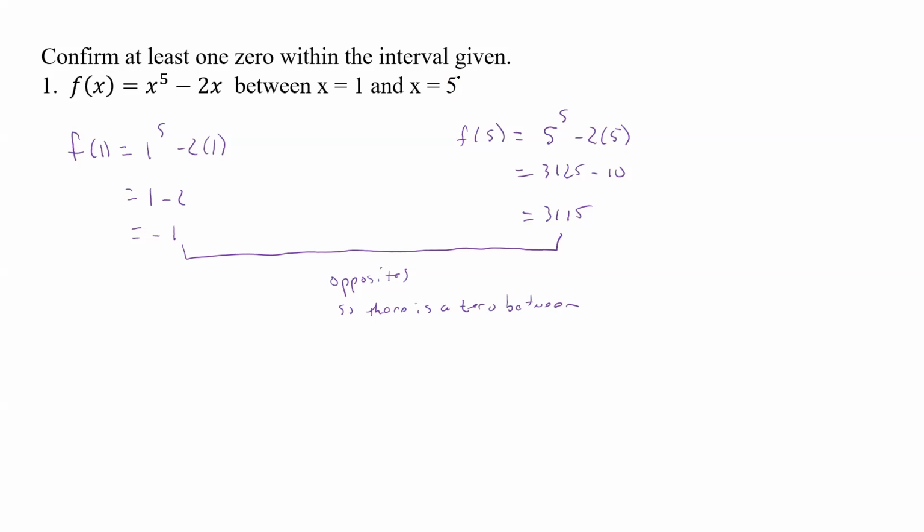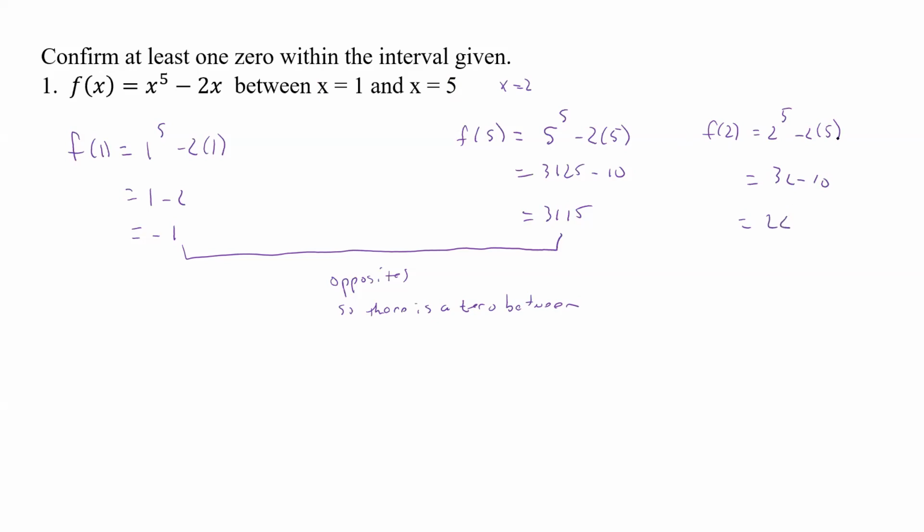instead of having maybe a 5, I bet if we even put 2 in here, what about x equals 2? So between 1 and 2, what would that give us? Well, f of 2 is going to be 2 to the 5th minus 2 times 5. And so 2 to the 5th is going to be 32 minus 10. And that's going to give us 22.